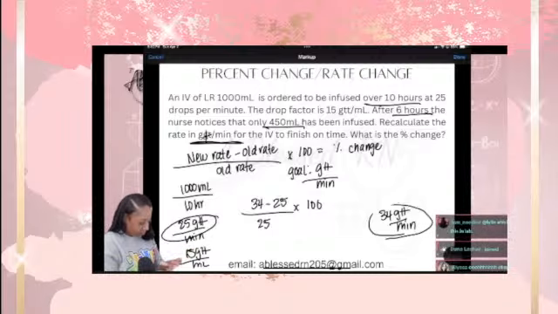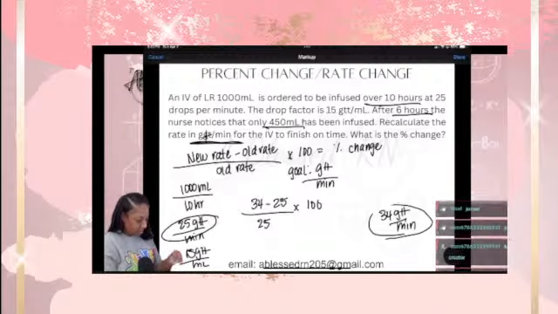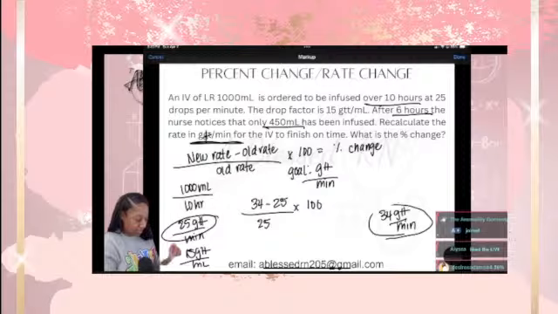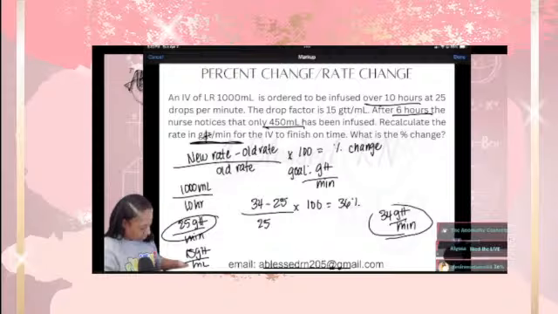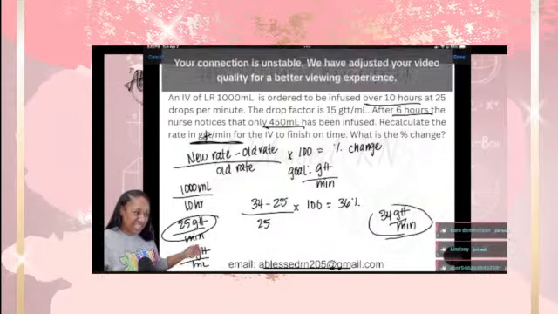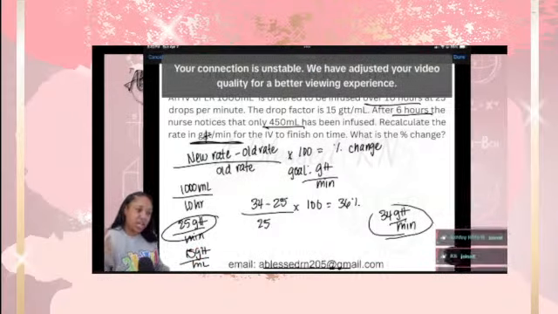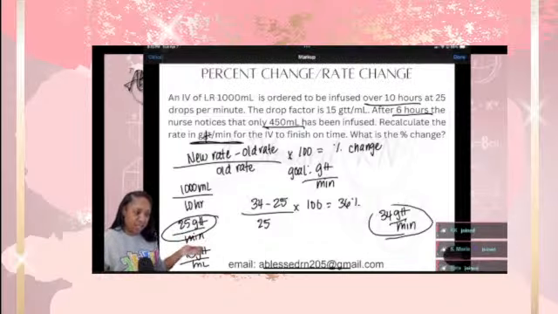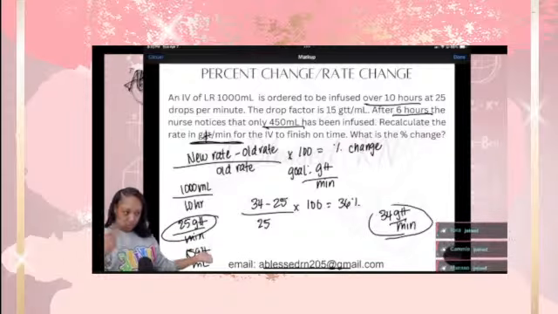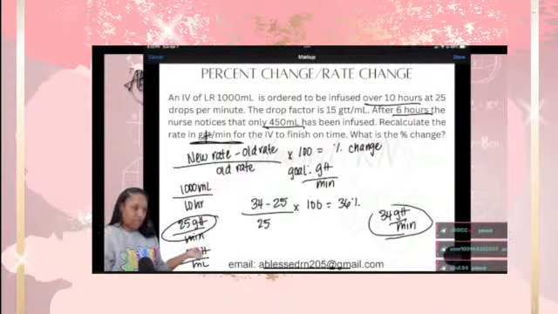All right. So 34 minus 25 divided by 25. And that's going to be 0.36 times 100, which is going to give us 36%. So they say anything that's over, I think, 25% rate of change is when you have to notify the doctor and let them know, like, hey, this was supposed to be going in at this amount, but the patient did not receive it, and this is how much is left in the percent of change. Okay.